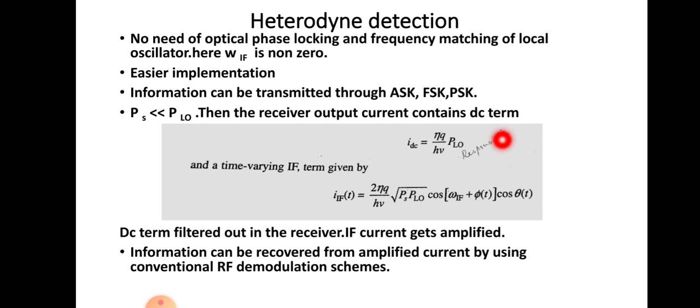At the receiver side, the DC term will be filtered out by the receiver, but the IF term, that is the intermediate frequency term, will get amplified. And in this case, information can be recovered from the amplified current by using conventional RF demodulation schemes. In the case of heterodyne detection, different demodulation schemes are needed, but there is no need of the phase locked loop in the heterodyne receiver.